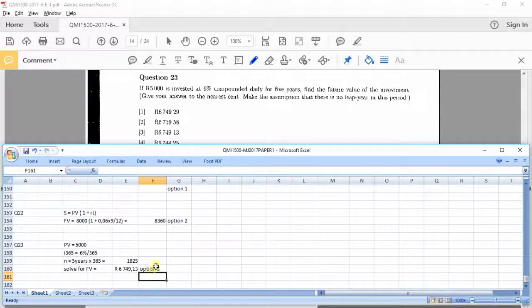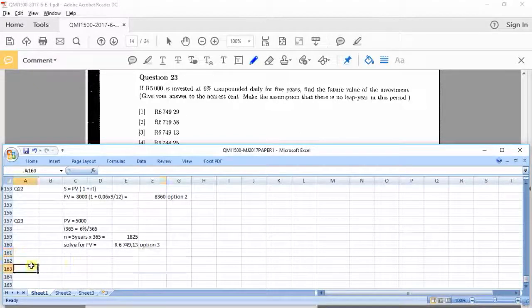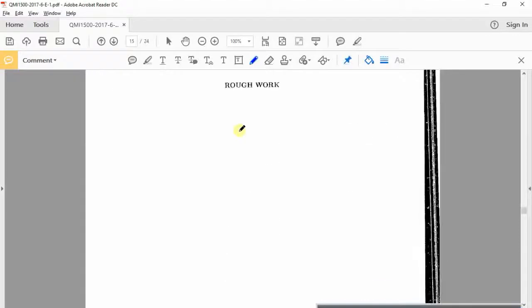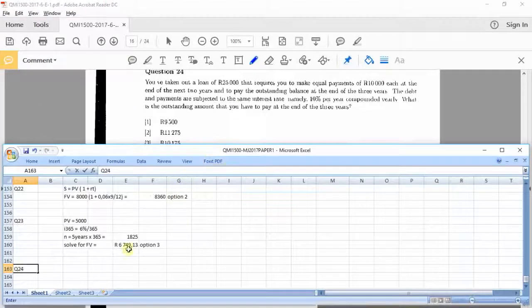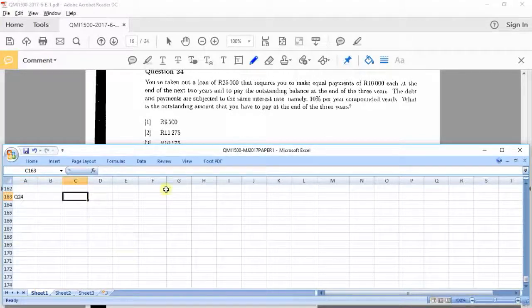Answer 6749.13, option 3. Got that? No. Okay, almost. I forgot to divide the 6% by 365. Oh, okay, because it's daily. Yes. Daily rate, yeah, okay.